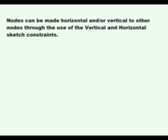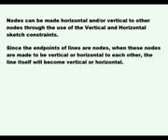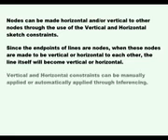This video will cover the vertical and horizontal constraints. Nodes can be made horizontal and/or vertical to other nodes through the use of the vertical and horizontal sketch constraints. Since the endpoints of lines are nodes, when these nodes are made to be vertical or horizontal to each other, the line itself will become vertical or horizontal.